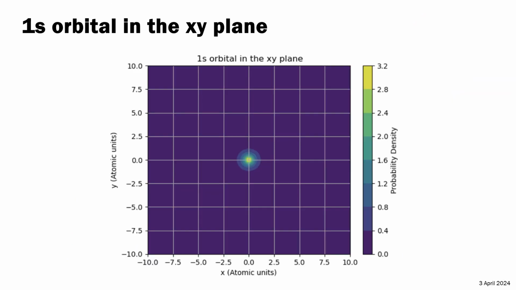Just to show, this is the 1s orbital in the xy plane where z equals 0 in atomic units. This is for the hydrogen atom.